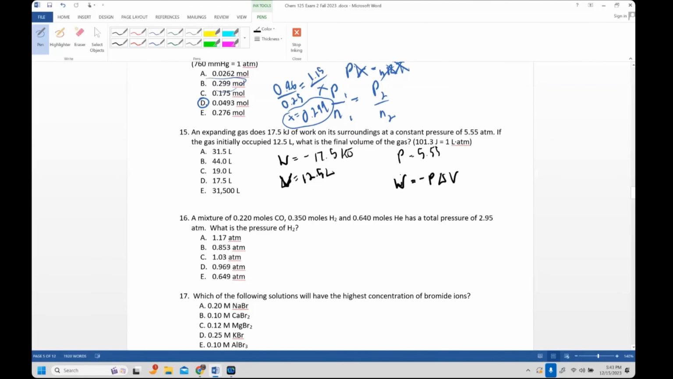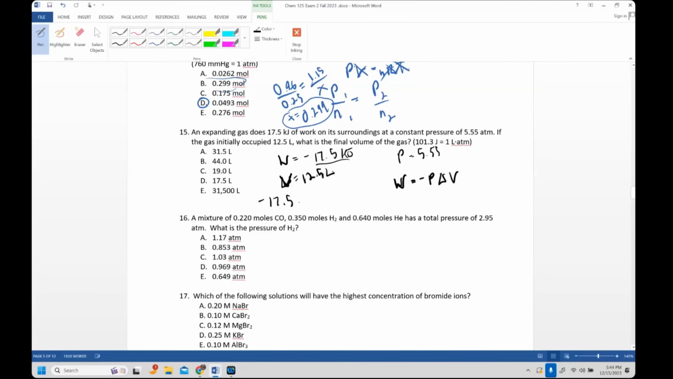And the work is given to us in kilojoules. Now, with this equation, I warned my class that the negative P delta V does not give you kilojoules, even though we normally express work in joules and kilojoules. It gives you liters times atm because pressure is in atm and delta V is in liters. So we need to make that conversion from kilojoules to liter atm to make this equation work. We're given negative 17.5 kilojoules.